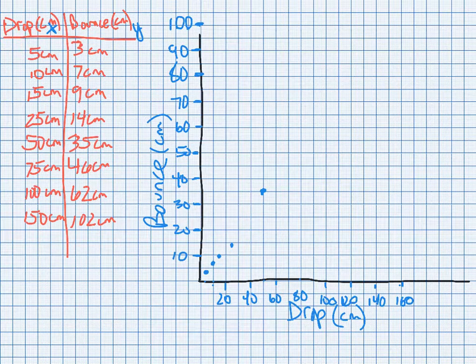And where am I? 75, 46. 75 would be right about here. 46, about right there. And what do we got next? 100 and then 62, and then let's see, 150, and then 102. Right about there. Okay, so here is our data all plotted, and now we got to draw a best fit.